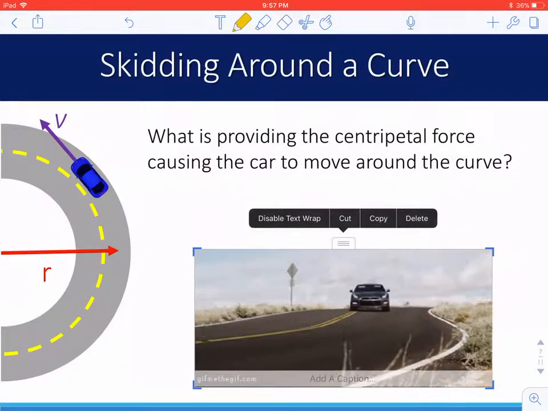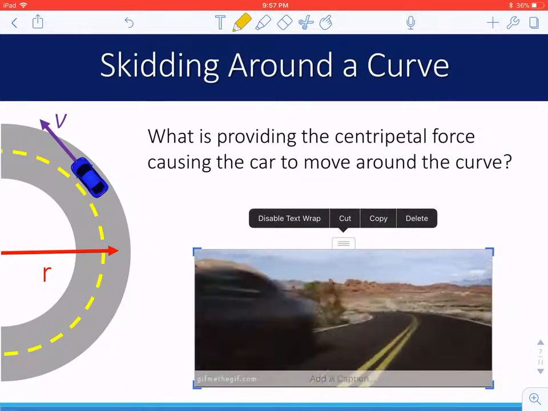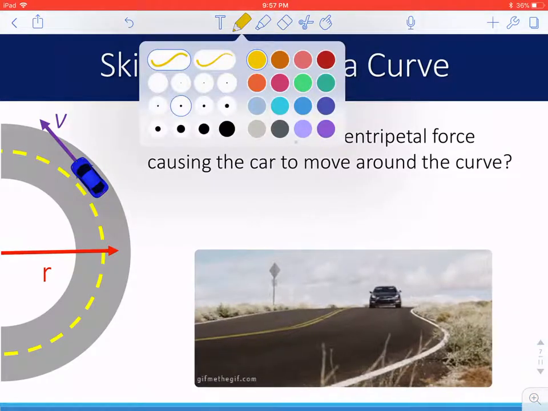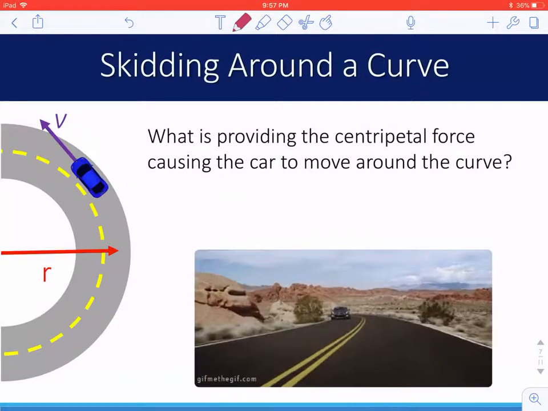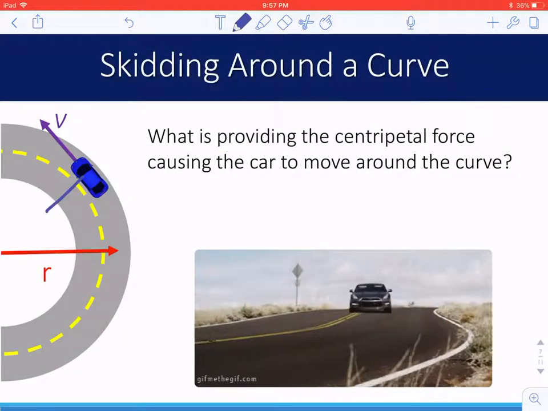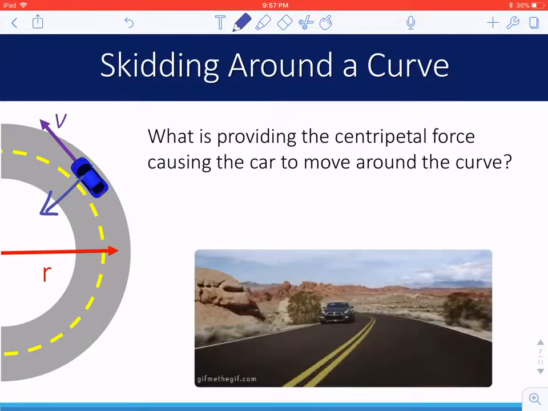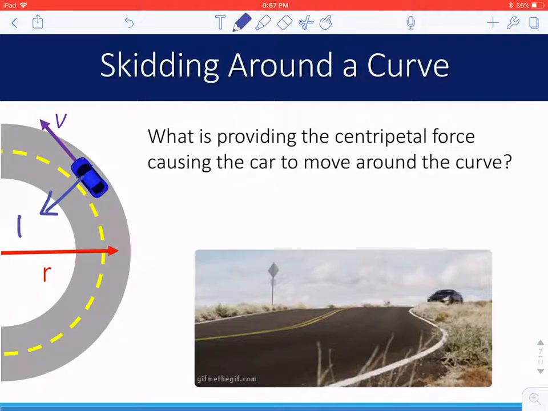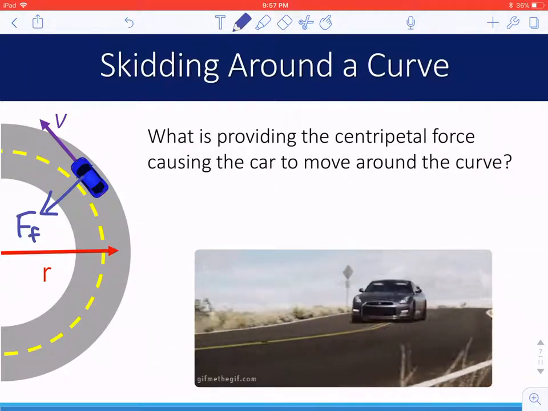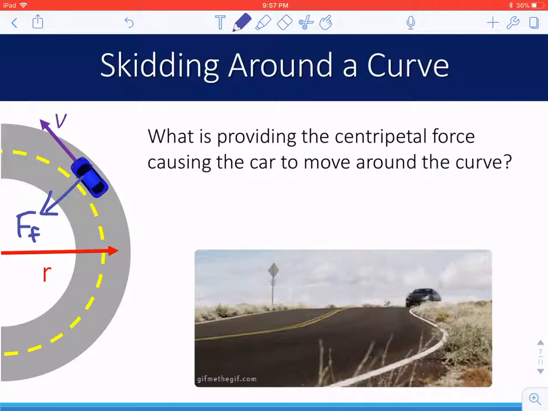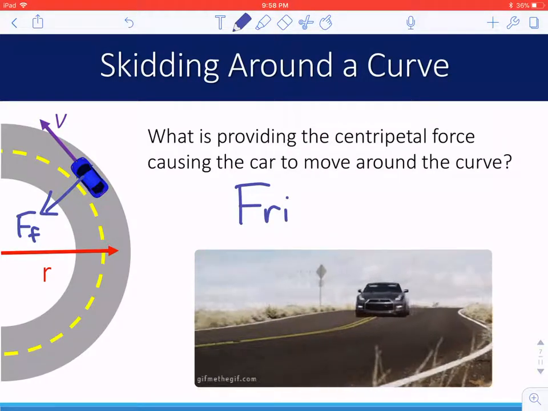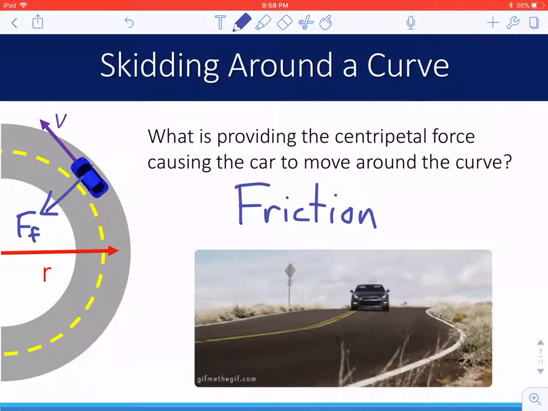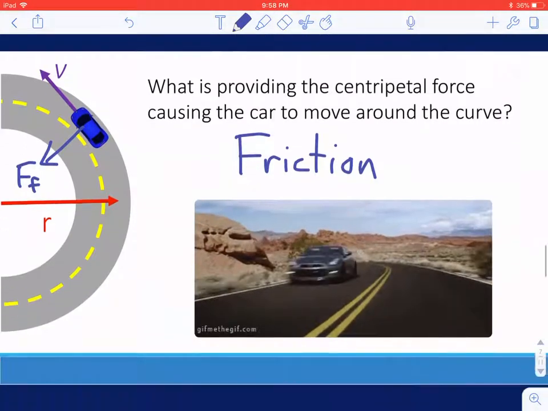All right, our next example is sliding around a curve, or skidding around a curve. If you take a curve at high speed, there is a centripetal force acting to keep you on the road. That force is going to be pointing towards the center, and that force is all from friction, provided that it's a nice, even, level road. Friction is what keeps you moving in a circle. There isn't another force acting on you in that direction.